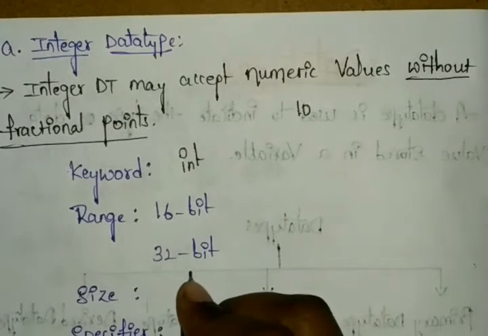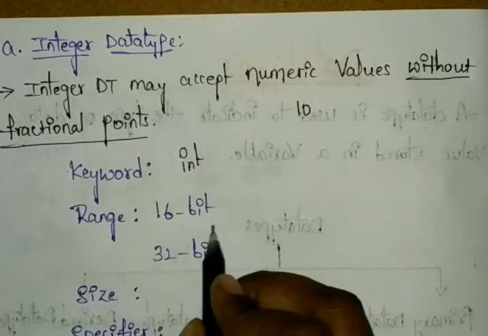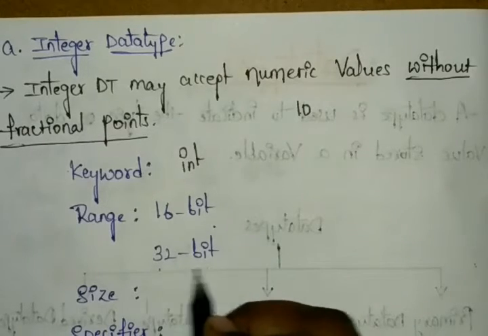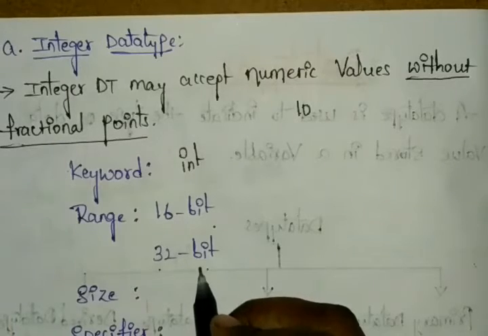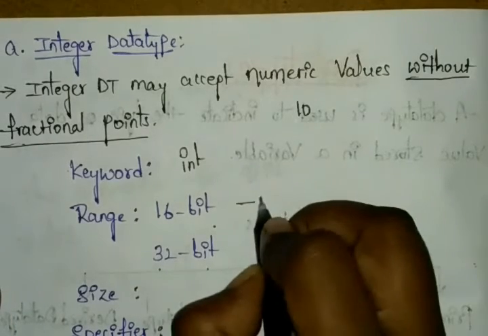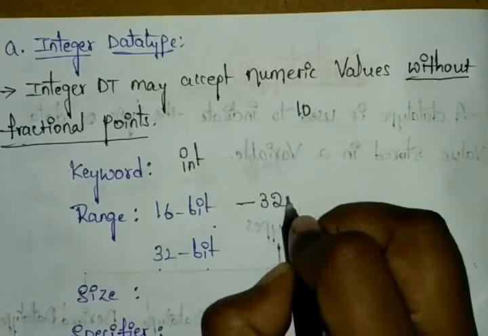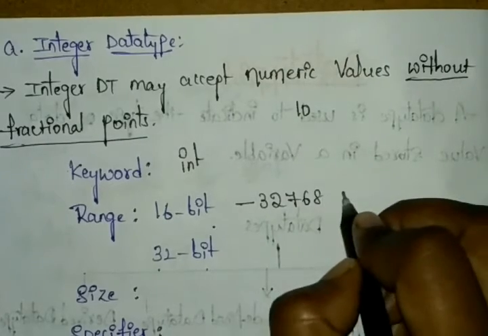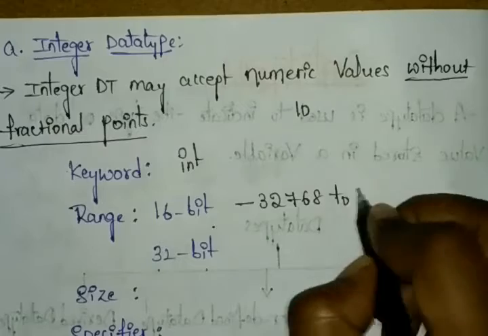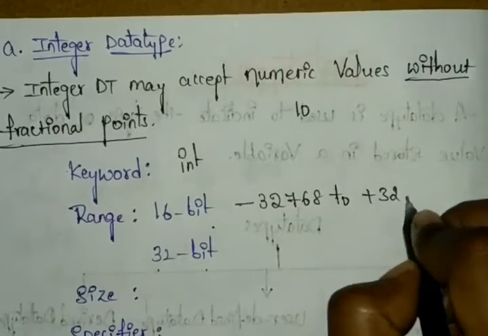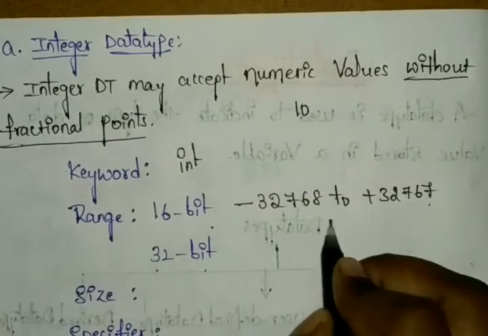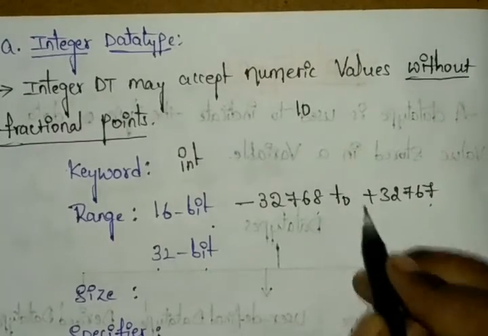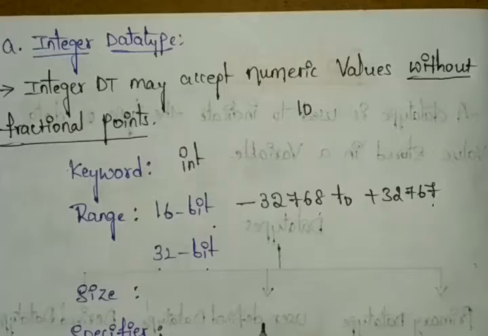Next, we have the range. The integer data type has a range depending on whether it is a 16-bit computer or a 32-bit computer. If it is a 16-bit computer, the range is minus 32,768 to plus 32,767. Why do we have 7 only at the end? Because with the 8, the 0 in between is also counted.